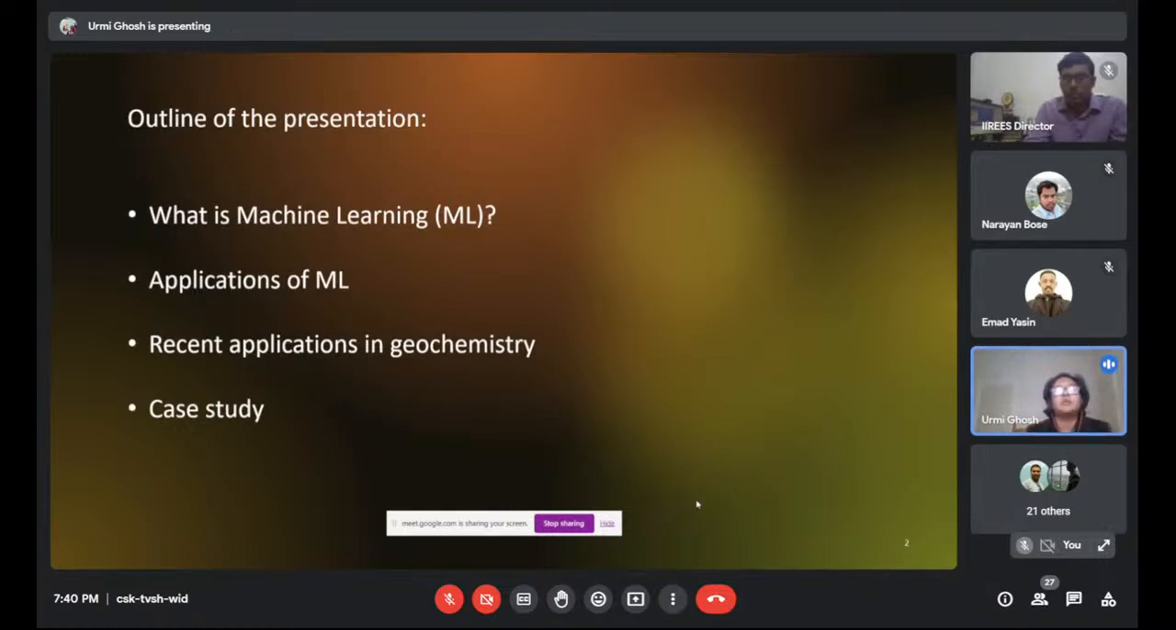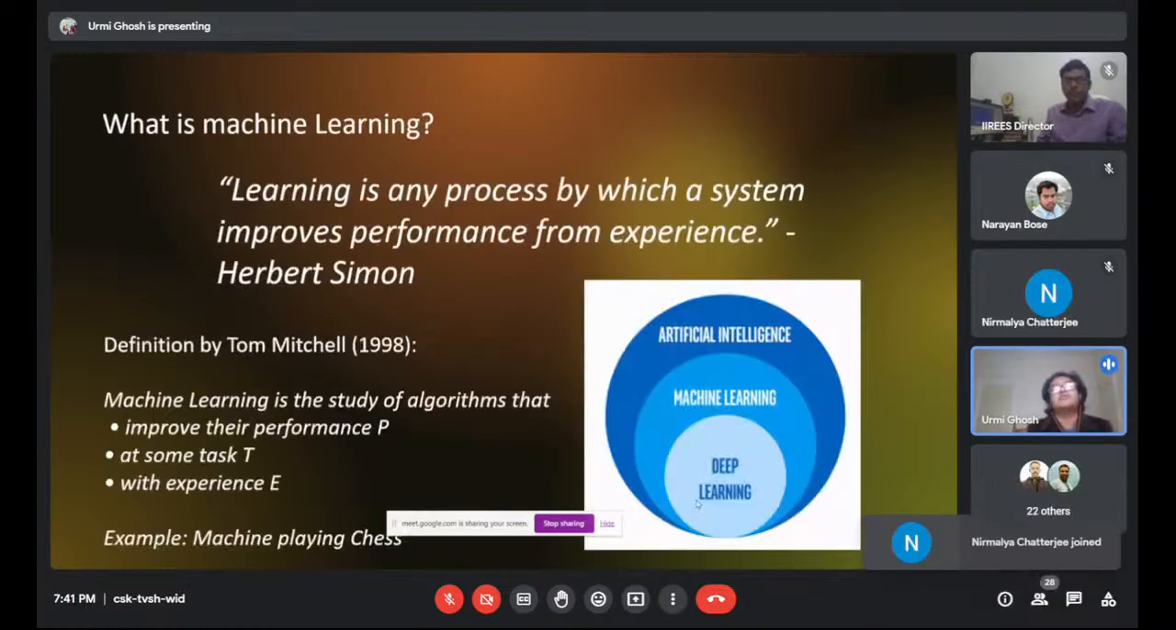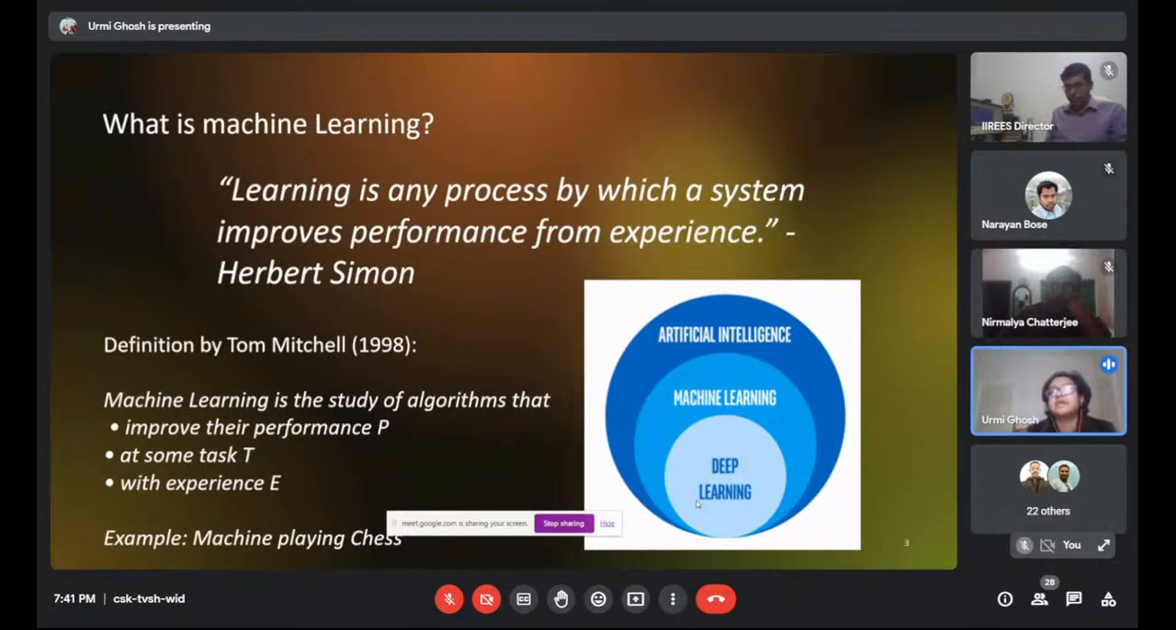So I'll just give the outline of my presentation. I'll start with what machine learning is and how it is generally applied in our everyday life. Then how recently in geochemistry it has found its application, and a small case study from my own research. So first, starting with what is machine learning. Obviously we know learning is any process by which, with experience and with repeatedly performing the same task, we improve our performance. When you teach the same to a machine, that is called machine learning.